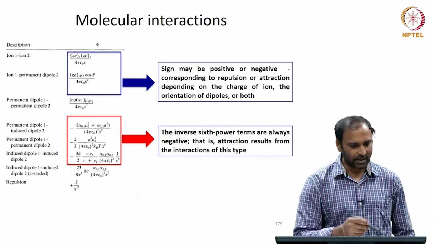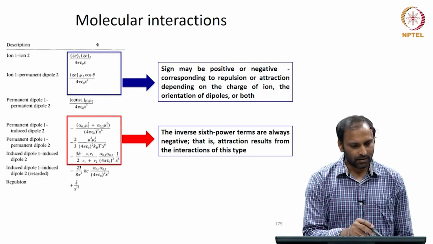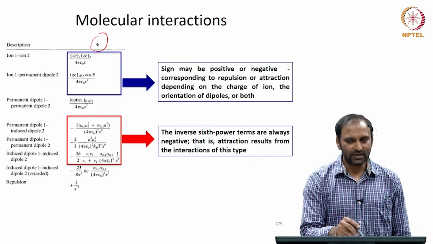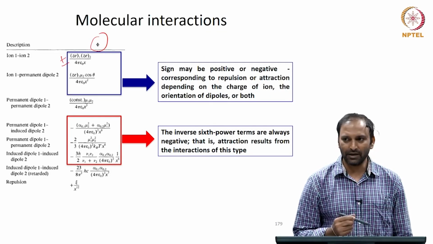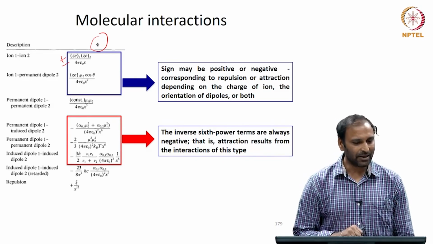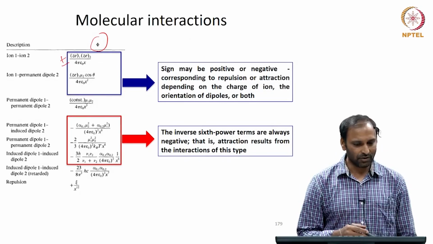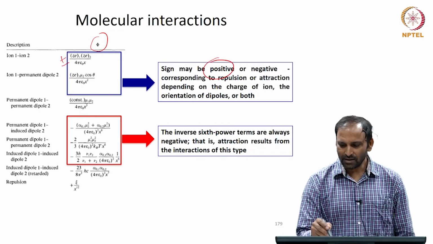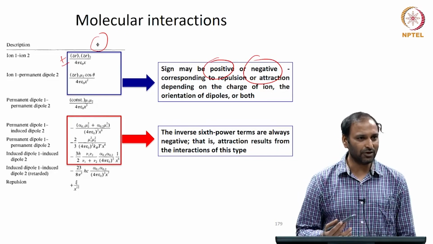Now, this is again the same table. If you look at the expressions for phi, this phi can be either positive or negative. That means the interaction can be either repulsive or attractive, depending upon whether you are dealing with ions of the same charge or not. So, in the table that I showed, there are some entries whose sign may be positive or negative. It depends on the kind of ionic species that you are dealing with.